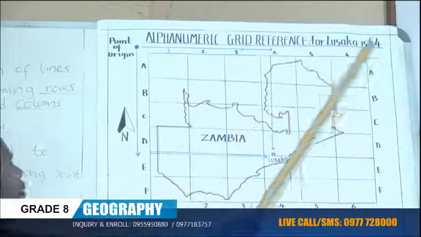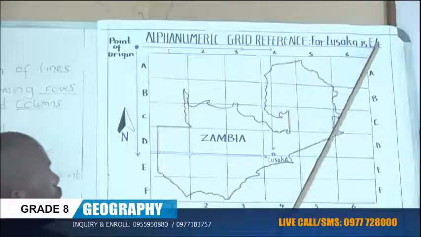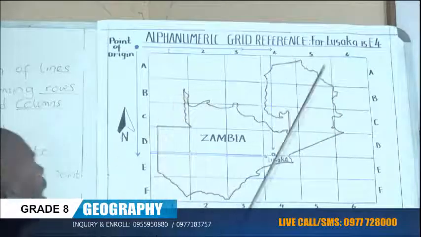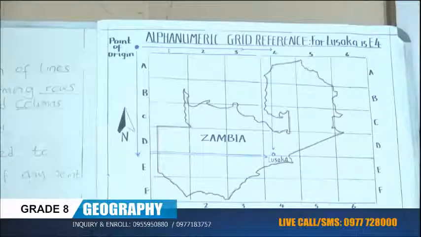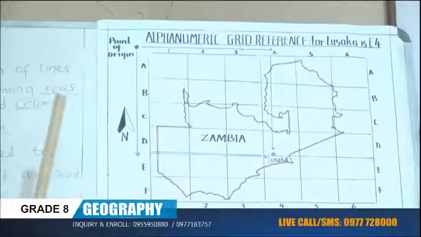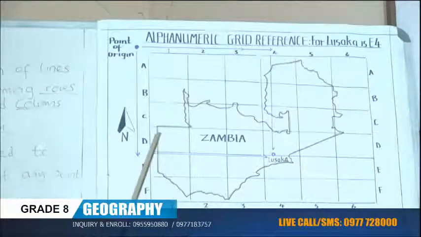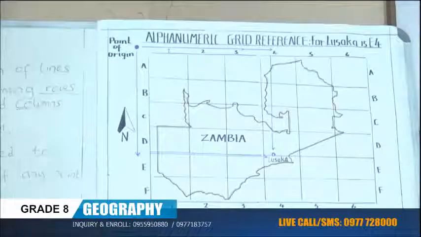Alphanumeric grid reference. That's how it applies. Just like here, for Lusaka, we have this. Don't be surprised to say, why have they used this E? It is because this grid reference is combining both numbers and letters. I hope and trust you are following me. Thank you so much. Maybe I can give you just a small clue.